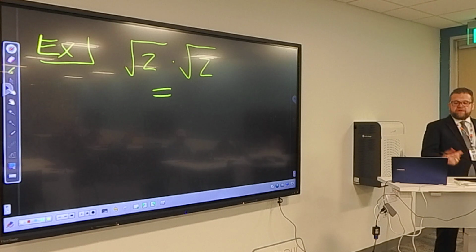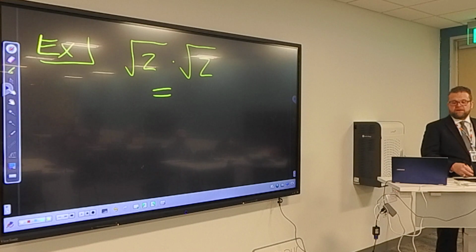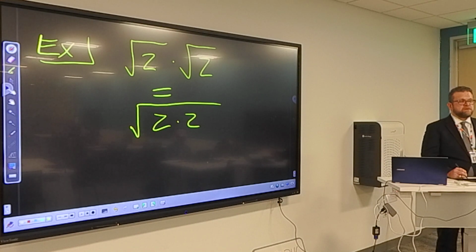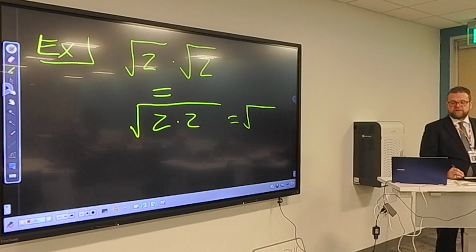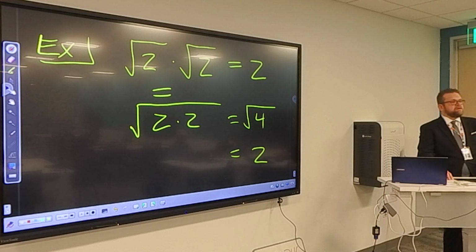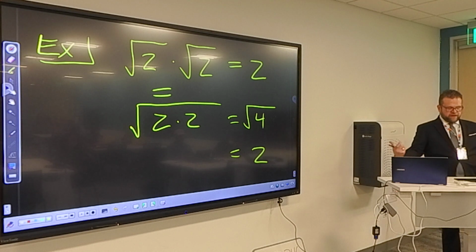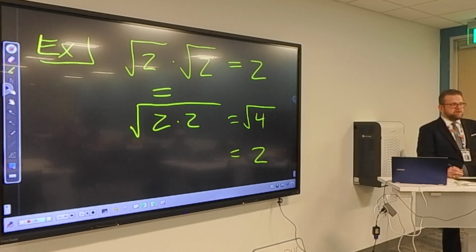Another fact said that if I had the product of two radicals, it was the radical of the products. So evidently this is the square root of 2 times 2, which just says that it's the square root of 4, and I know the square root of 4 is 2. Then evidently, I got these two radicals, they're identical, I multiply them together and I lose the radical.